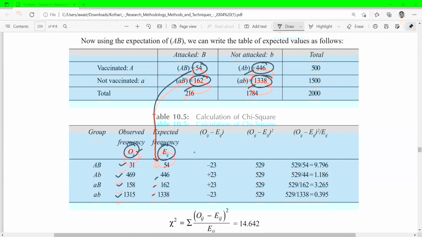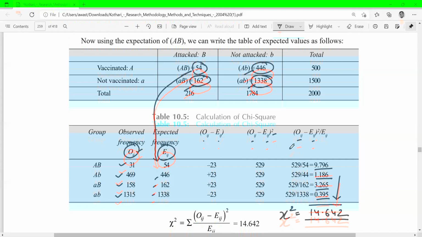Now we will calculate observed minus expected, then observed minus expected whole square, then observed minus expected whole square divided by expected. We will calculate the value of each, then take the total of it. When we total this column, it becomes 14.642. This is the calculated value of chi-square.